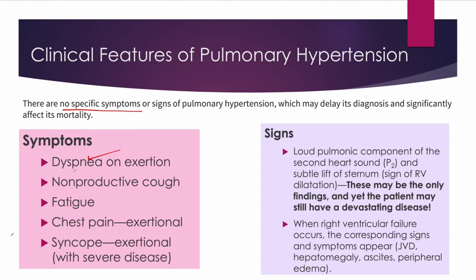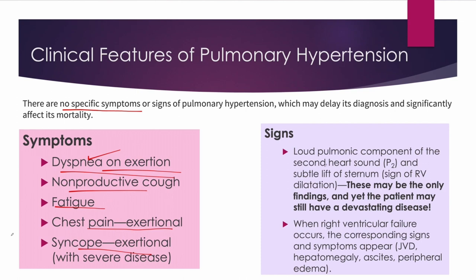So, how do they present? Again, dyspnea on exertion. What doesn't present with dyspnea on exertion? It seems like almost everything does. Non-productive cough, fatigue, chest pain, which is usually exertional, and also syncope, which is exertional, and that's with severe disease. Kind of sounds similar to severe PEs and such, right?